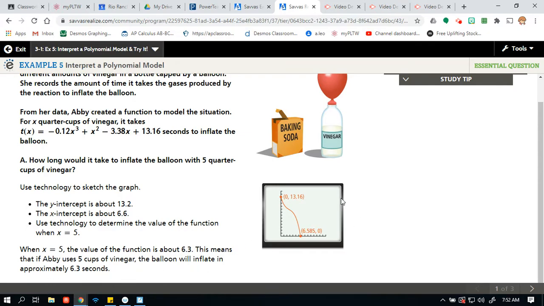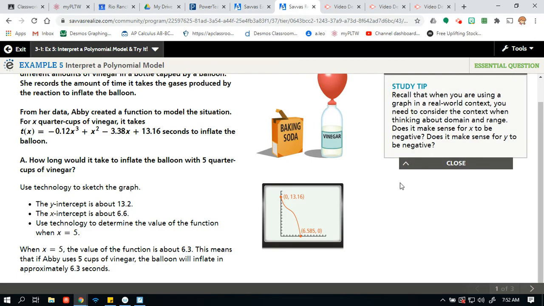Another thing to think about as you look at this graphing technology is, what does 13.16 really represent when it's at 0 quarter cups of vinegar versus this being 0 seconds? Can we actually include those values? Things to think about when looking at these types of problems.